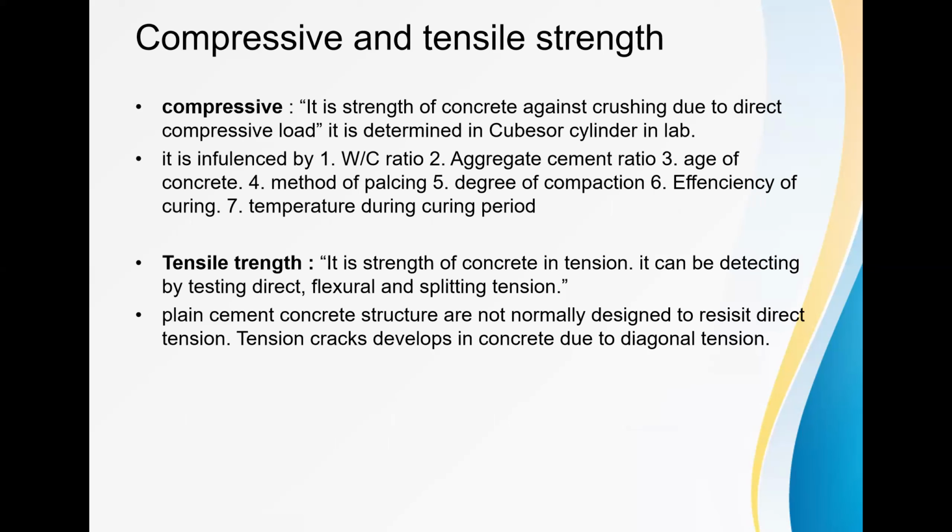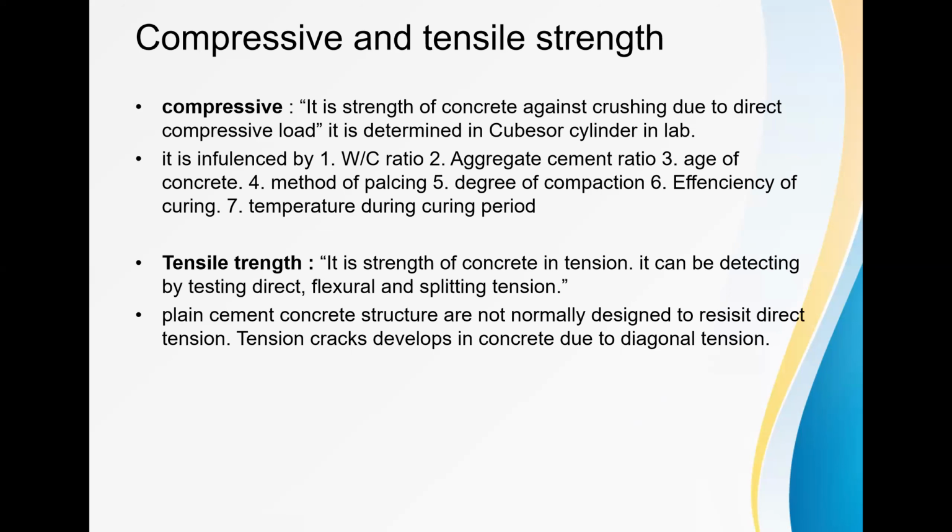Then what do you mean by compressive and tensile strength? Compressive strength is the strength of concrete against crushing due to a direct compressive load. It can be determined by casting cubes or cylinders in the laboratory. Then what are the factors that influence the compressive strength? First is the water cement ratio. If the water cement ratio is good, it will increase the strength. Then the aggregate cement ratio, the proportion of aggregate with respect to cement, also improves the strength, and also the age of concrete.